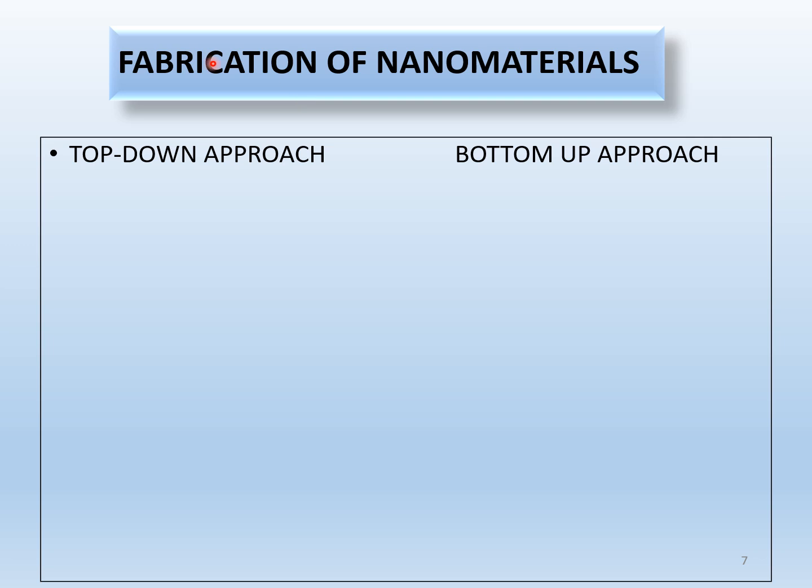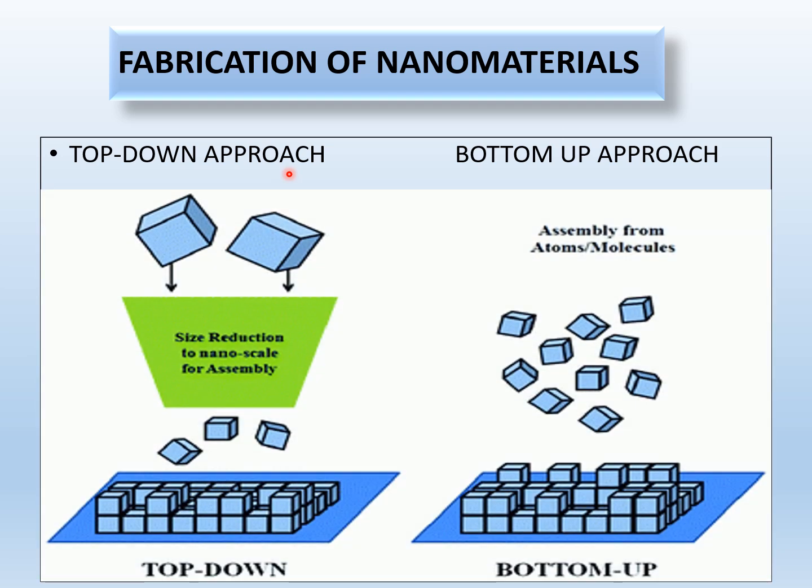The synthesis or fabrication of nanomaterials includes the top-down approach and the bottom-up approach. As you already know, the top-down approach starts from bulk and results in size reduction to the nanoscale. In the case of the bottom-up approach, we start from atoms or molecules and convert these atoms and molecules into comparatively bulk material or nanomaterial.